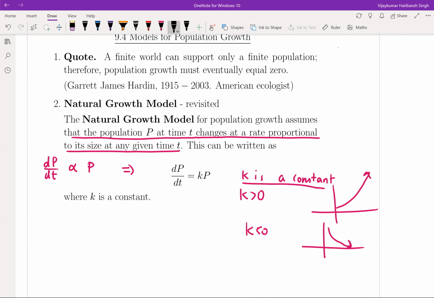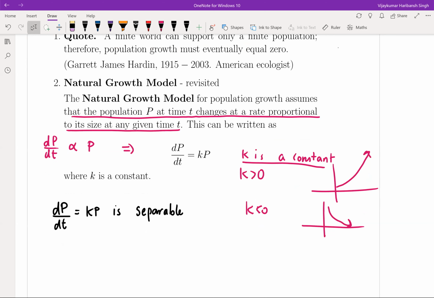Now let's try to see the model. We have dP/dt equals kP, where k is a constant, and this is a separable equation. Therefore we can write dP/P equals k dt. Now integrate on both sides. This means the integral of dP/P equals the integral of k dt, which gives me ln P.